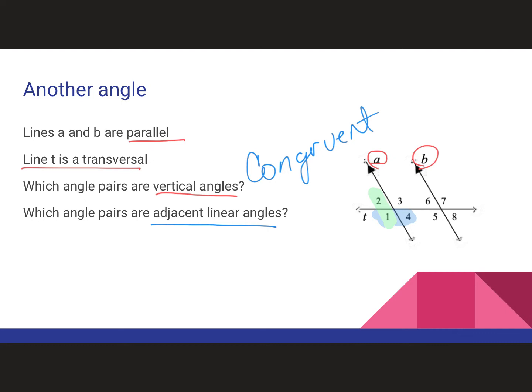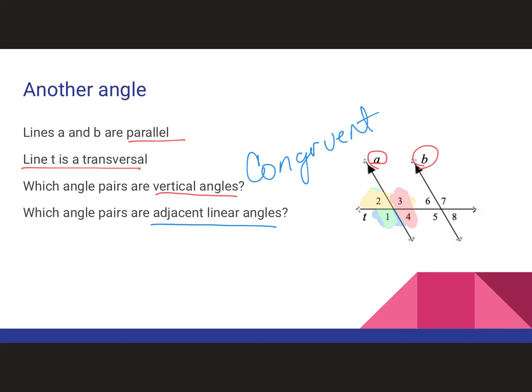So there's two different lines that can be made there. Angle 2 is adjacent linear with angle 1 and with angle 3. Angle 3 is adjacent linear with angle 2 and with angle 4. So you see, we have a whole bunch of adjacent linear also.